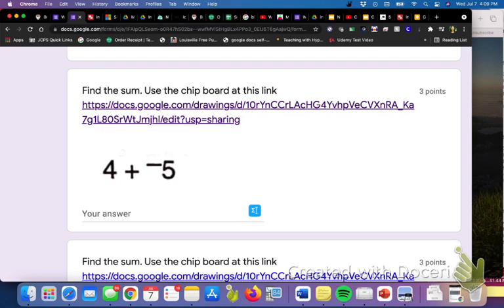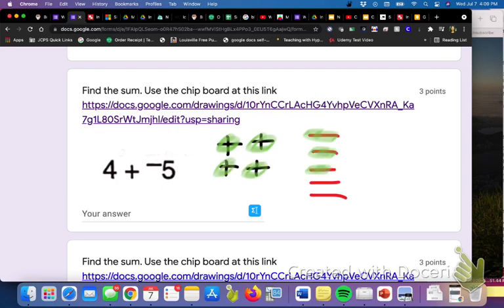So problem number 1, it is saying that you've got a positive 4 and that you're adding a negative 5. So that means I would have 4 positives, and then I would add that to 5 negatives. So what happens when those positives and those negatives combine? You've got a positive and a negative that would cancel each other out, just like so.